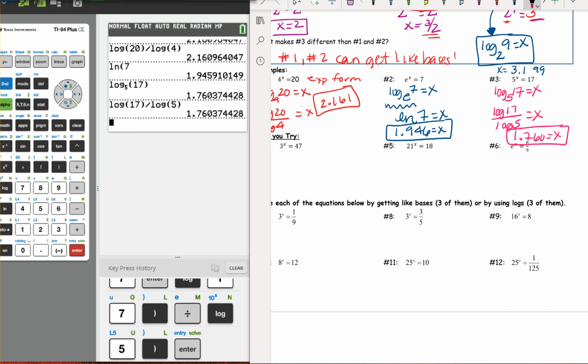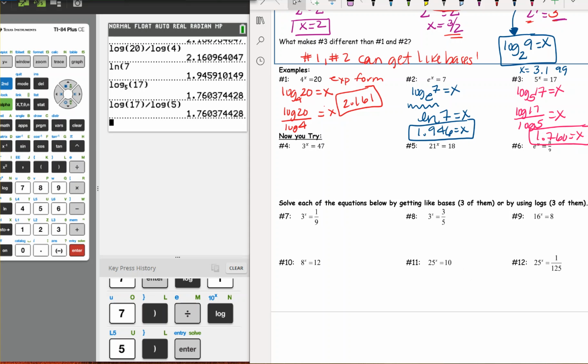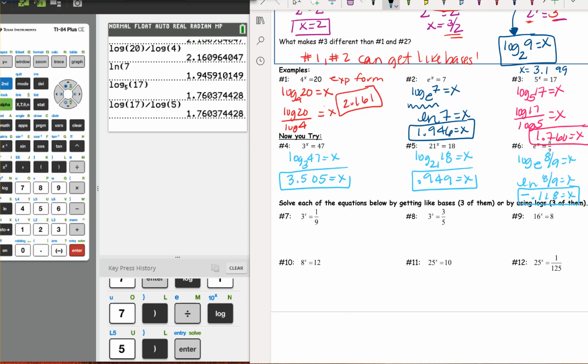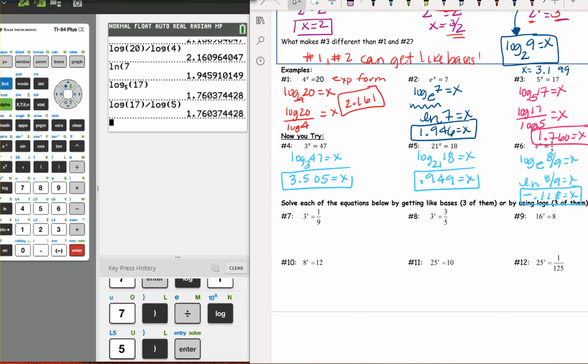Okay, so now there's a you try section here. So if you would pause the video and try 4, 5, and 6, then you can see how you did when you get back. Okay, so here in light blue are the answers to those 3 questions for you to check. I also have a little bit of my work, so if you have any troubles, you can try to look through my work.